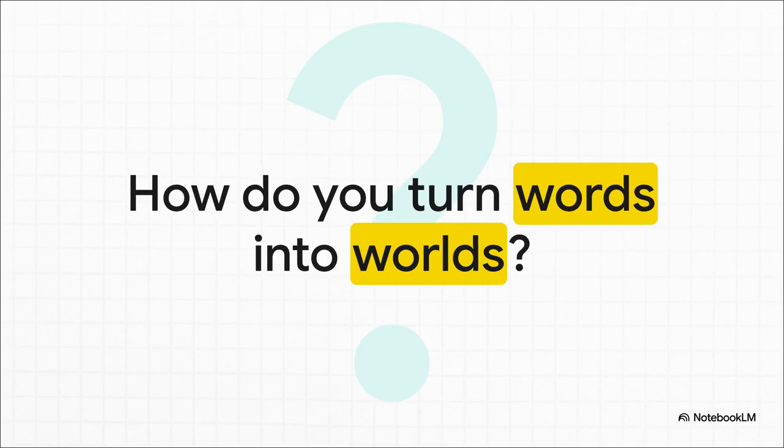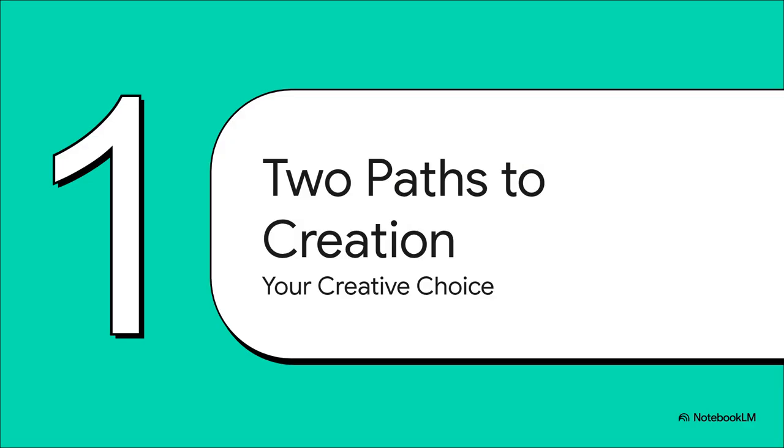Well, it turns out there isn't just one single answer. It's a choice you get to make. With a tool like Sora, you've got two completely different ways to create. Each one is built for a different kind of goal, a different kind of creator. Think of it like choosing which director's chair you want to sit in.